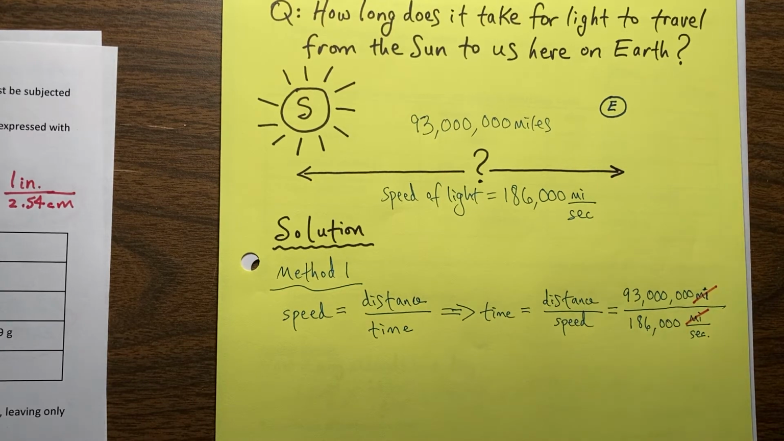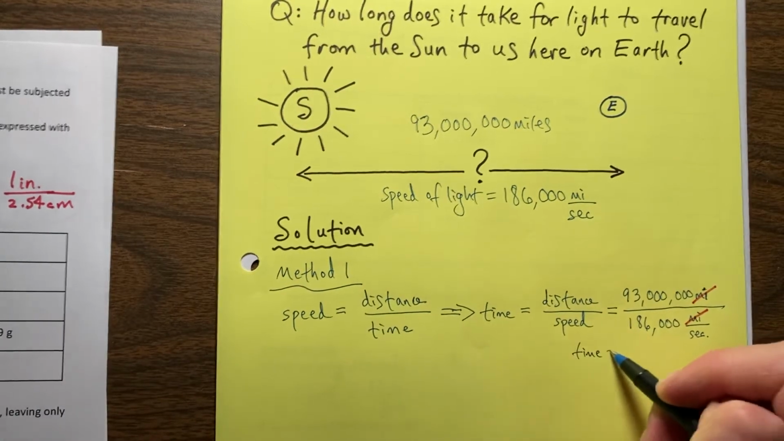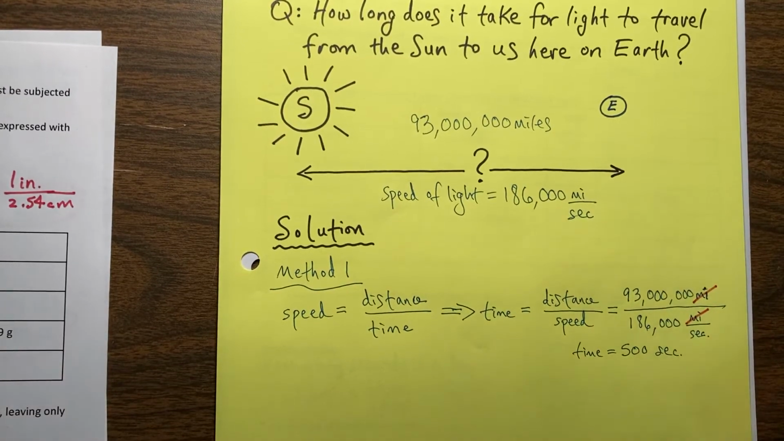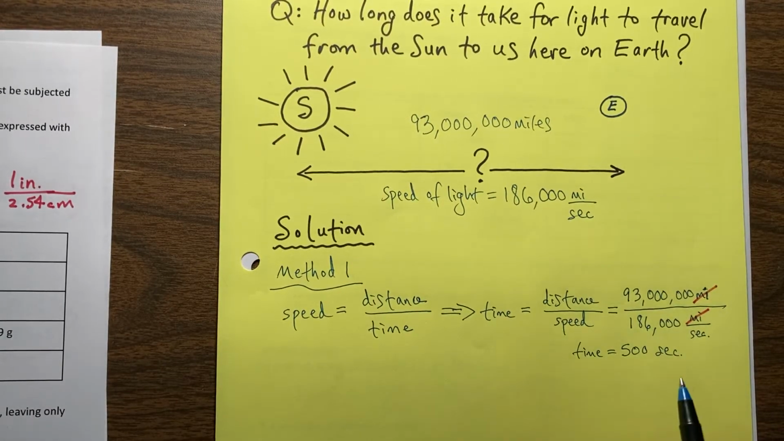So then you'd plug that into your calculator and say 93 million divided by 186,000 gives me 500. So the time is 500 seconds. And that's the right answer, I believe. If I divide that by 60, yes, that's the right answer. How should I round this answer off? Sig figs again.